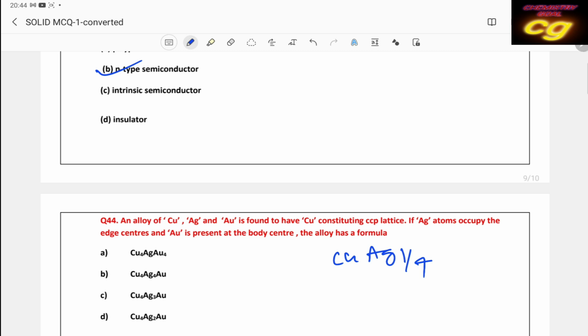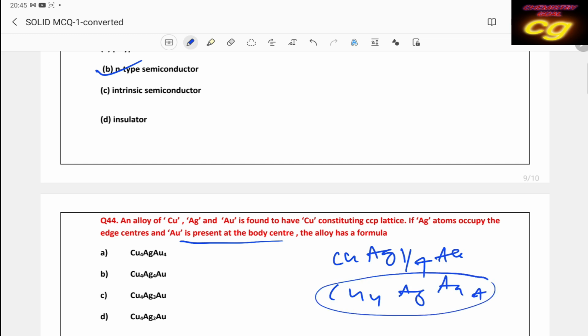Copper, silver and gold is found to have copper constituting the CCP lattice, and silver atoms occupy the edge centers and Au is present in the body center. Au in the body center, so Au will remain 1. If you multiply by 4, the answer is Cu4 Ag4 Au. So this is the correct answer.